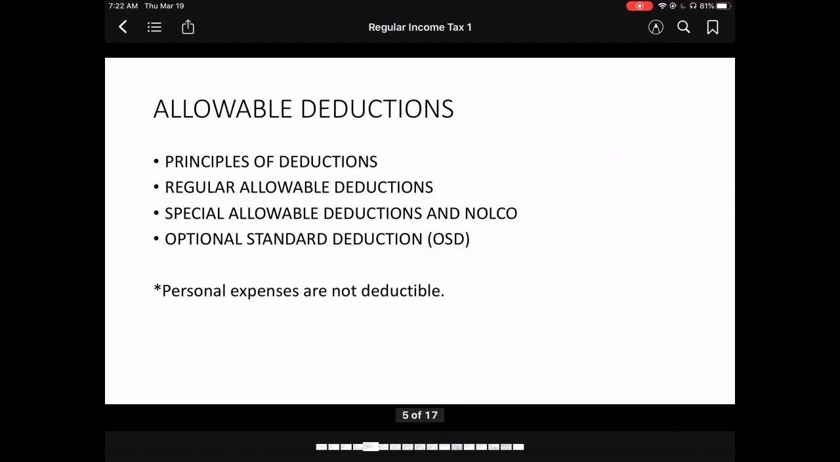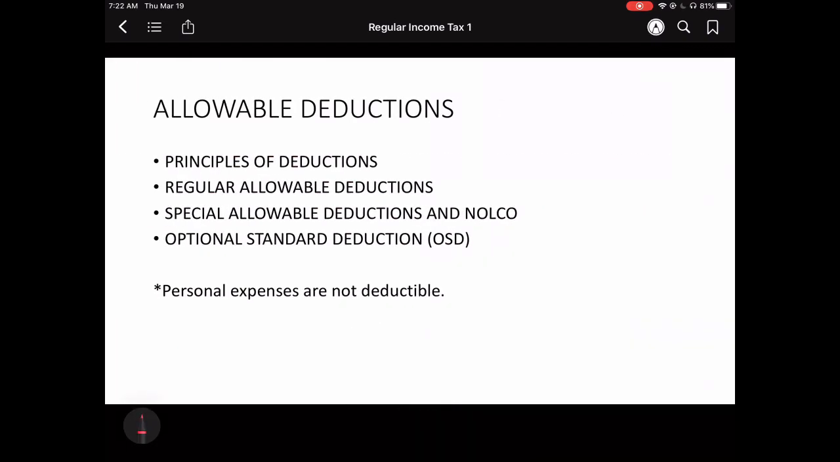Then we have here allowable deductions. For allowable deductions, we have the principles of deductions, regular allowable deductions, special allowable deductions, NOLCO, which means net operating loss carryover, and then the OSD or optional standard deduction. This will be further discussed in the succeeding chapters. This is just an introduction to regular income tax, to introduce the composition of the income tax model.